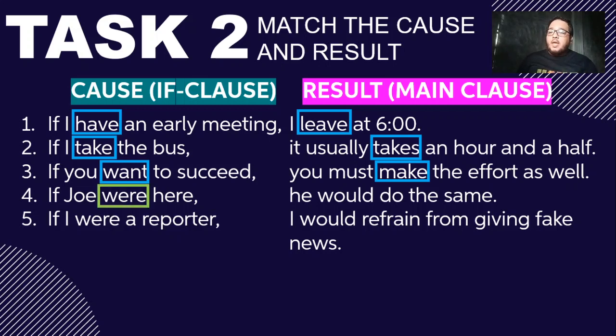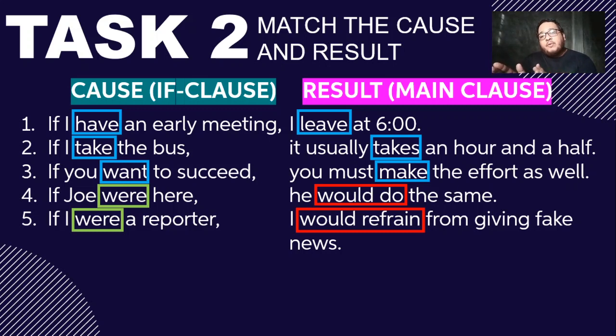Okay. And were, that is past tense. So if the verb in the if clause is past tense, then the verb in the main clause should be would plus verb. So you have to look for the options with would plus verb. So we have would do and would refrain. So that would make your matching easier. And of course, primarily you have to digest the thoughts, the essence of the sentence or the clauses, so that you could direct it to its result or main clause.